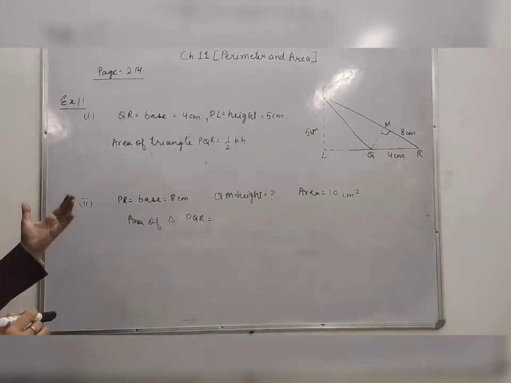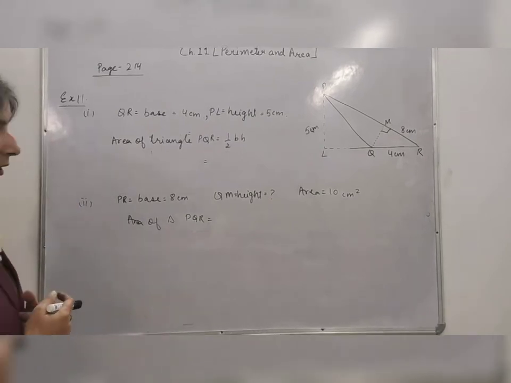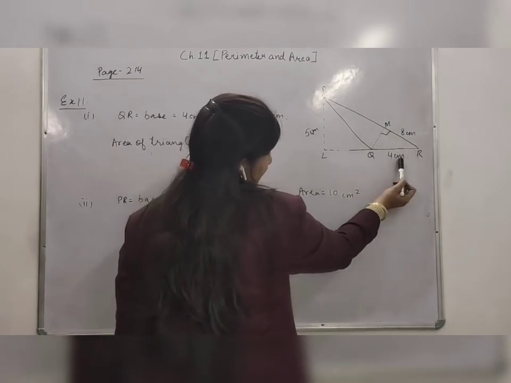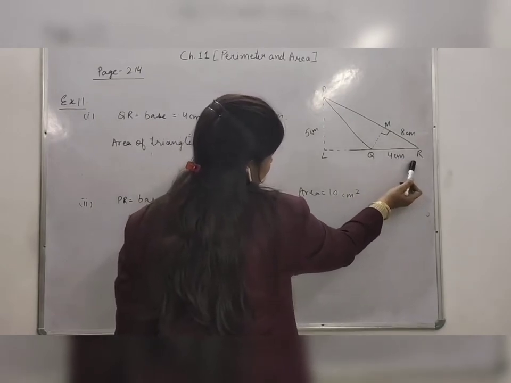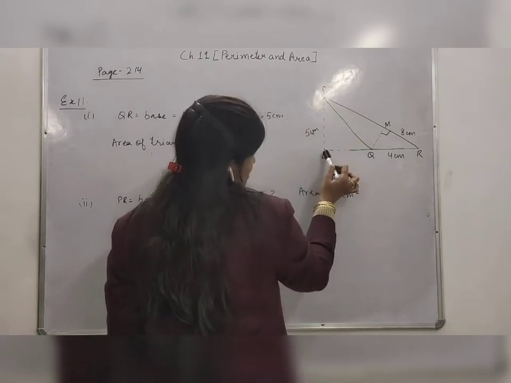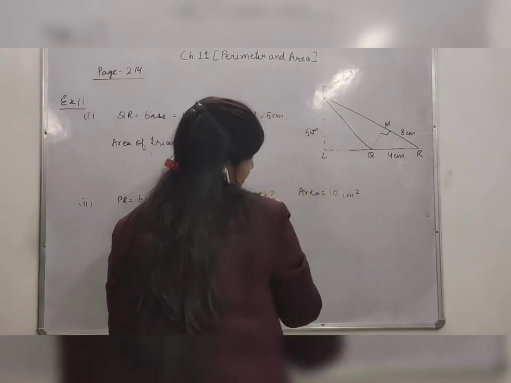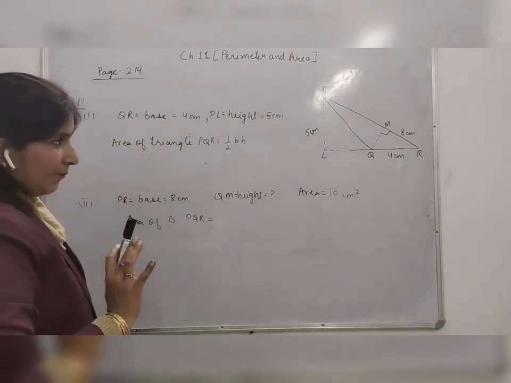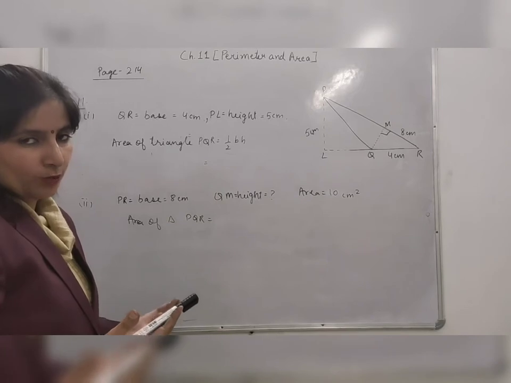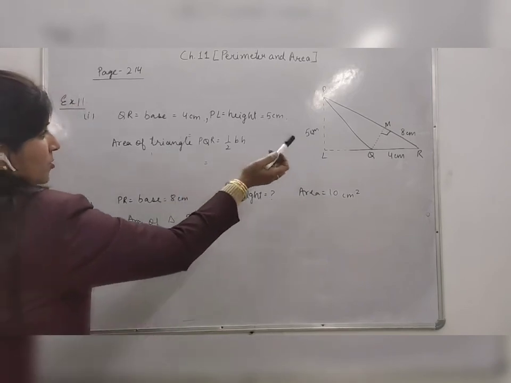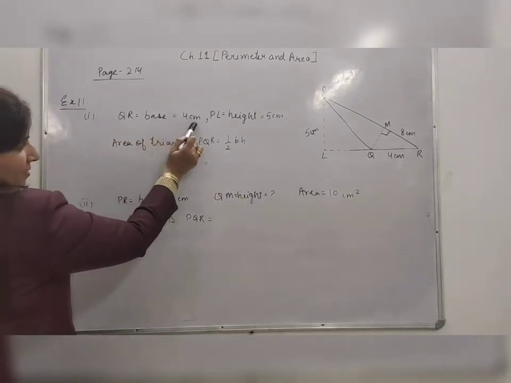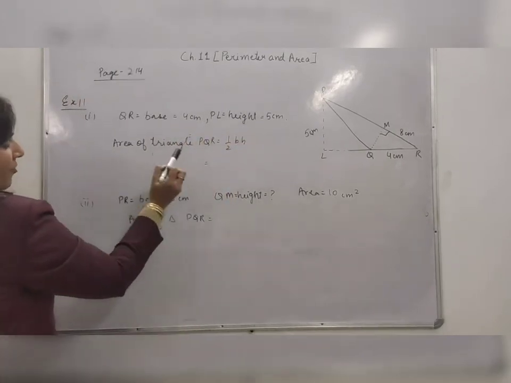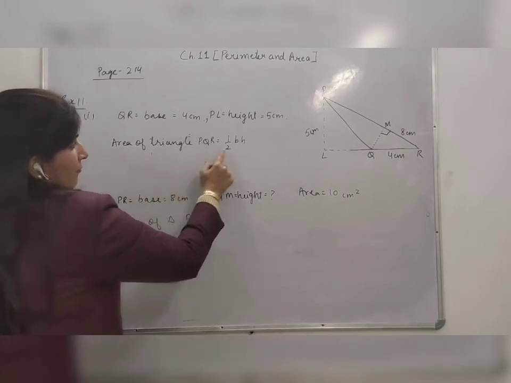Now students, let us start discussing example 11, in which a triangle PQR is given. Base is given as 4 centimeter, QR is its base. And the height of this triangle is given as PL, 5 centimeter. First of all we need to find out its area. The second part I am going to tell you later. So QR is given as base, which is 4 centimeter, and PL is given as height, which is 5 centimeter. So area of triangle PQR is very simple to find. Half into BH.